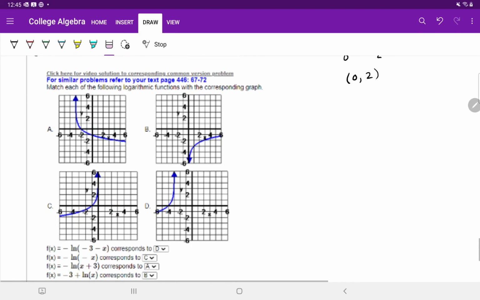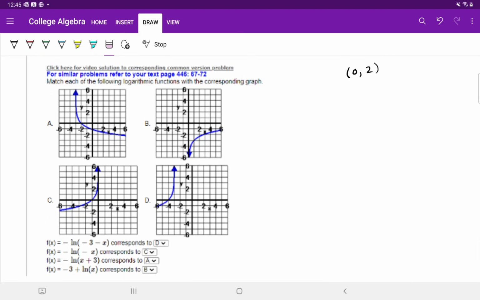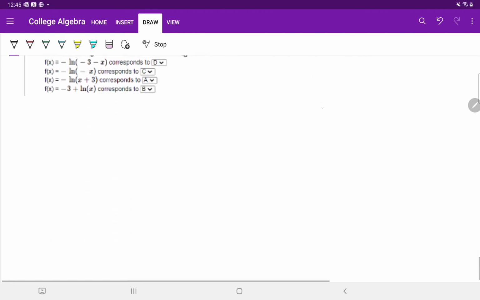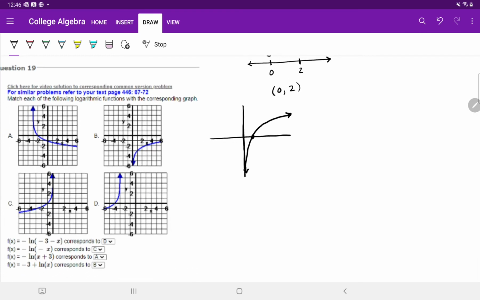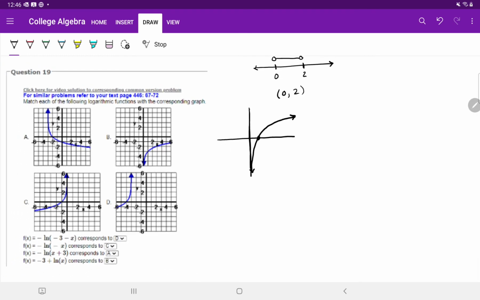Moving on to a question about using our parent function and transformations to identify graphs of various logarithmic functions. Remember, our parent function of a logarithm is going to go through the point 1, 0. It's going to have a vertical asymptote, so it's getting really, really close to 0, and then it's going to kind of just shoot up and off into the distance. That's our parent function. So now let's find these four various functions using transformations.